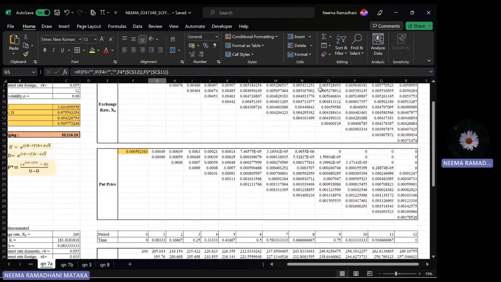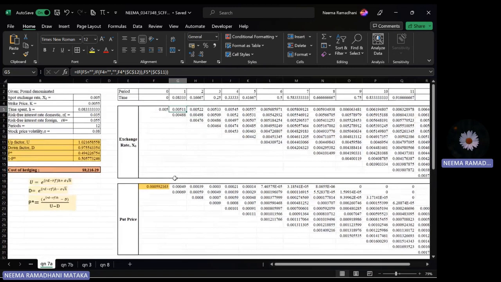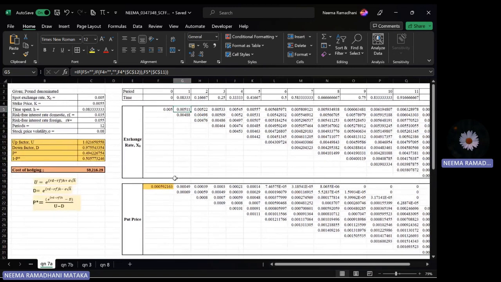After that, I'm going to find my put values. First of all, this is a put option because we have our pounds as the domestic currency and we want yen, so we're going to have to sell our pounds to get yen. So that's a put option.